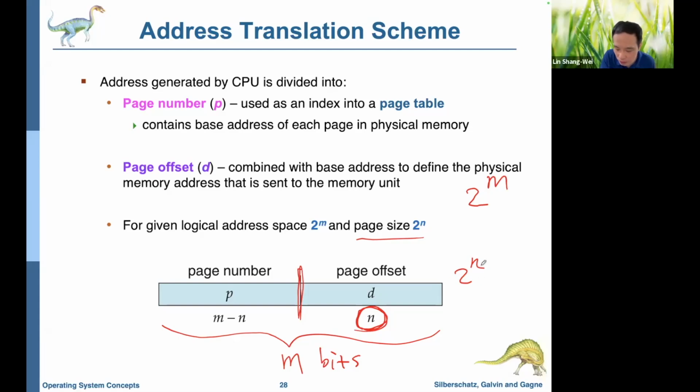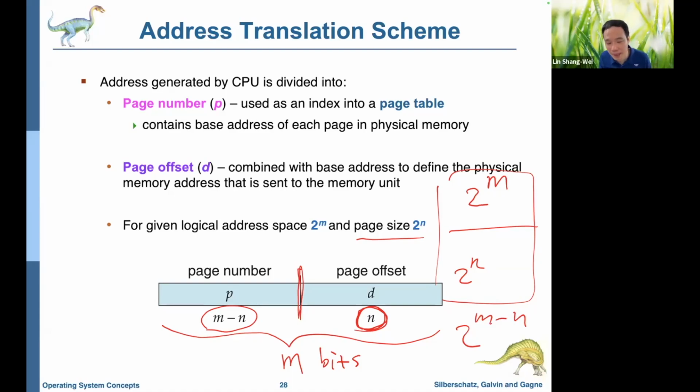Now you have the total addressable memory of 2 to the power of m and the page size of 2 to the power of n. You do the division, and this gives you the number of pages. That's why you have m minus n bits for the page number. You do the calculation, and you have 2 to the power of m minus n pages.